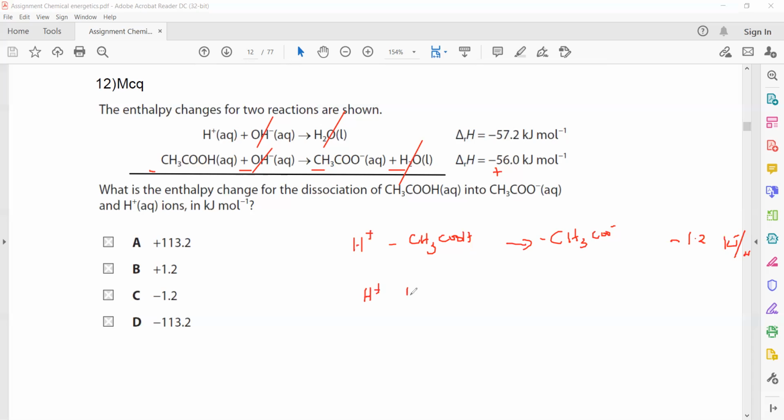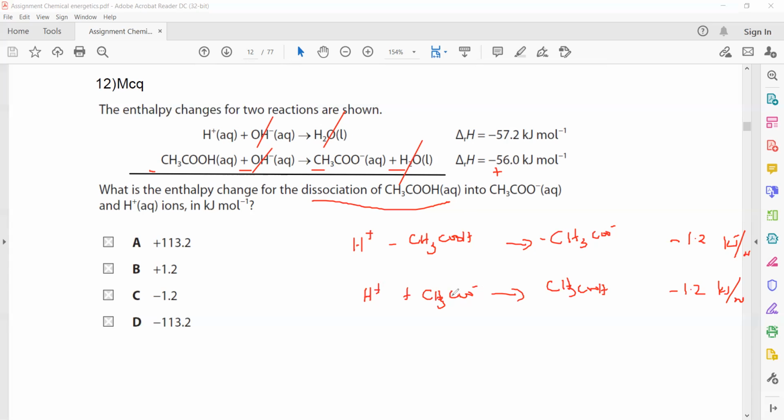So H plus CH3COO gives CH3COOH, and that is, again, because we did not completely change the equation, that is kilojoule per mole. But now we need a reverse equation. We don't want this, because in the question we need a dissociation of ethanoic acid into ions.